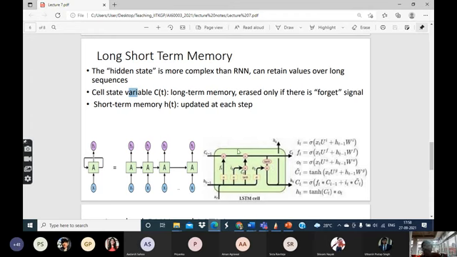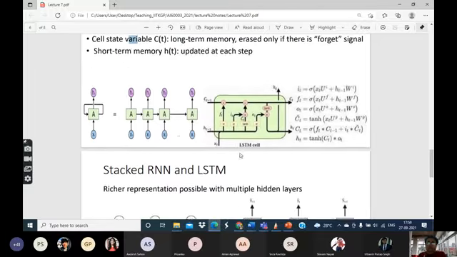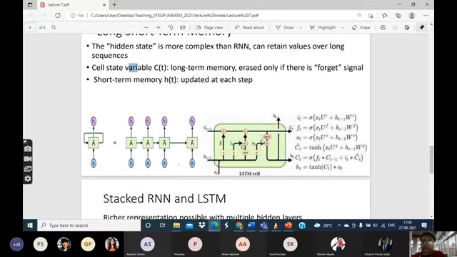Only if the cell says forget the previous value, now store the current value, then only it will forget. Otherwise, it will keep passing on the old values. Okay, so that is one way in which the old values of that time series can be preserved with the help of LSTM.